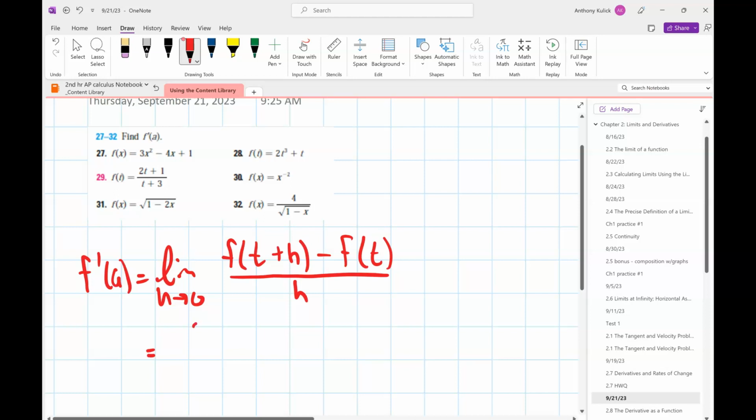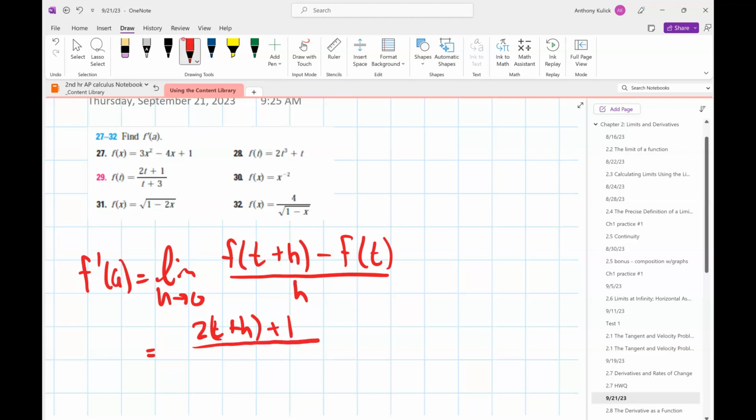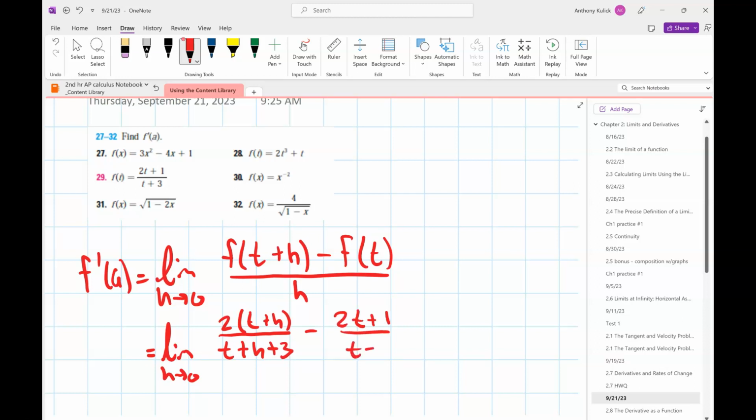So f of t is going to be 2t plus h plus 1 over, oops, come on, Mr. Kulik, what am I forgetting? Limit. Okay, so I'm going to have 2t plus h plus 1 over t plus h plus 3, minus 2t plus 1 over t plus 3, all over h. So far, so good.